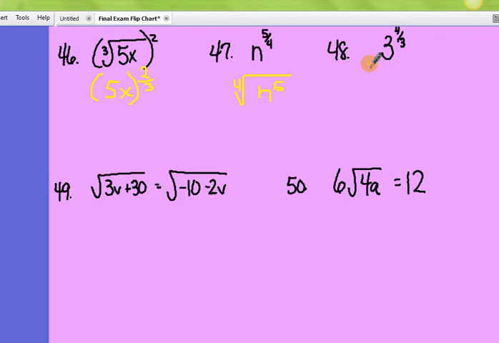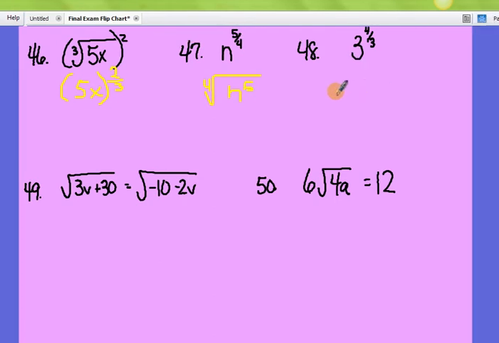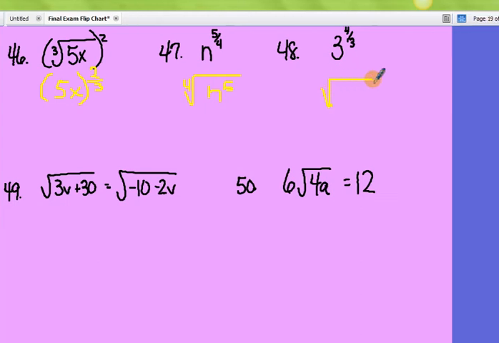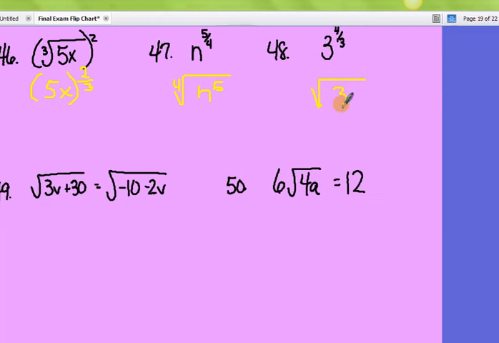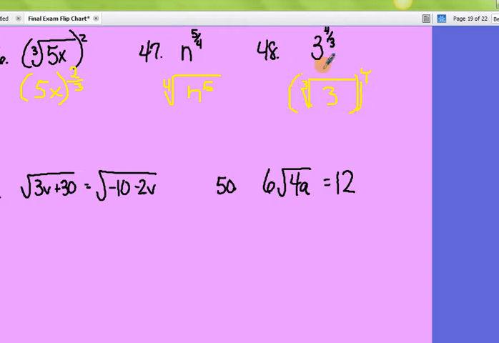48. 48 is the same type of question. We're just being asked to rewrite this using radical signs. So again, this goes in the crook, and I can put the 4 right here. I'm going to show you an alternate way. You can wrap it up and put it like that. Doesn't look like a 4, but it is.